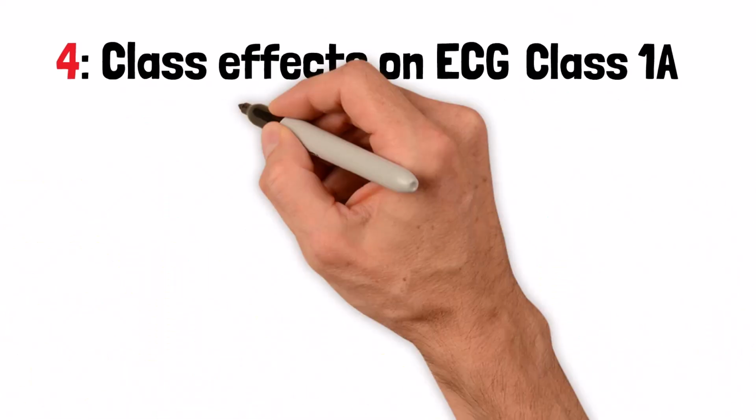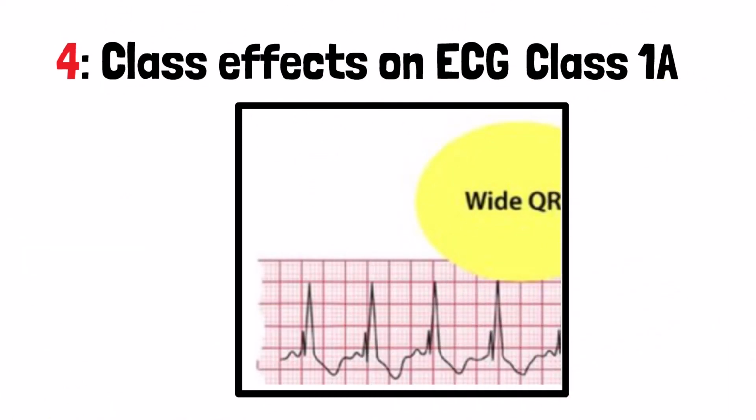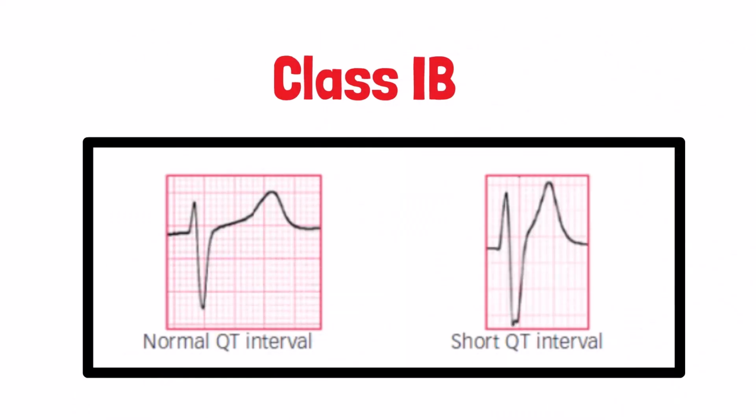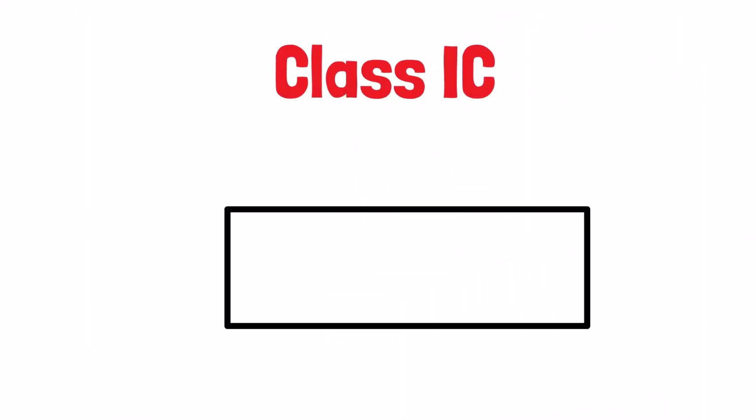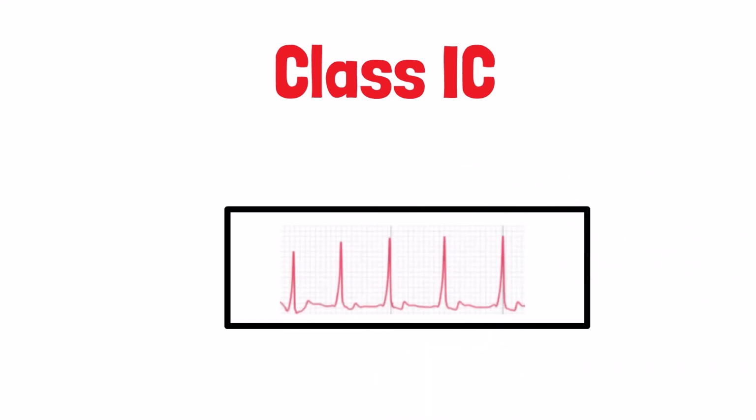Number 4. Class effects on ECG. The 1A class ECG effects are prolonging of the QT interval and widening of the QRS complex, and are thus associated with risk for torsades. Class 1B actually decreases the QT interval. Class 1C has minimal effects on the QT interval but the greatest widening effect on the QRS complex.